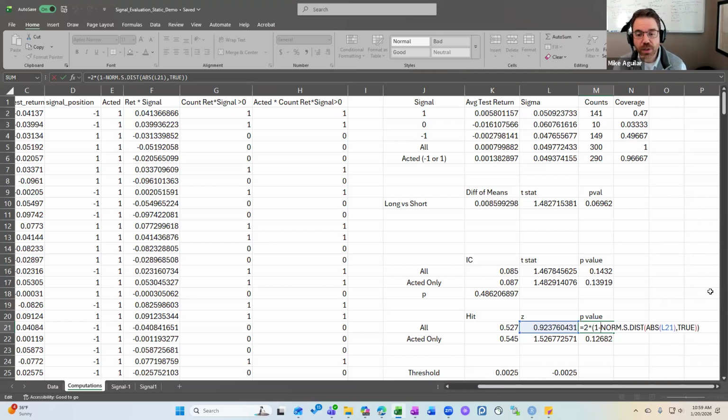Absolute value of L21, which is that z-stat, right? Because it could be negative or positive. I don't really care about that. I'm just trying to get the absolute value off of it. That'll give me the p-value.